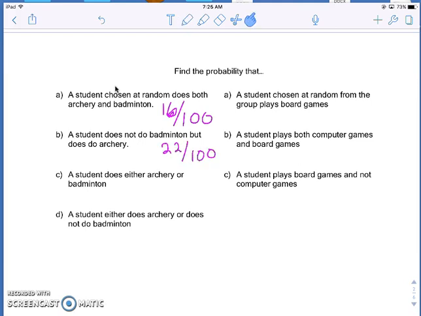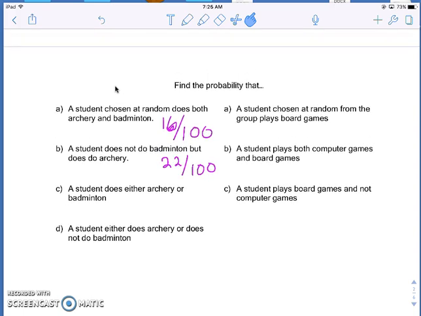How many do either archery or badminton? So either archery or badminton, well, there was the 16 archery only, 22 badminton, and the 14. So if we add those together, we have 52 out of 100.